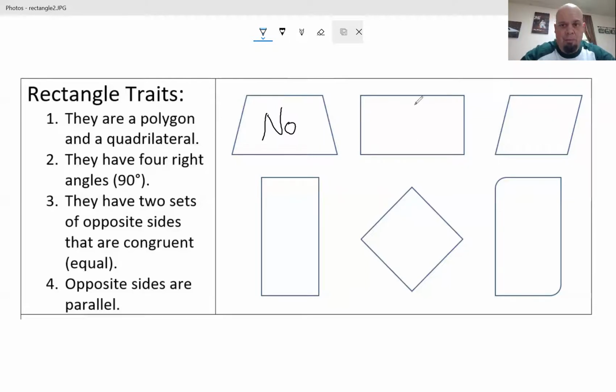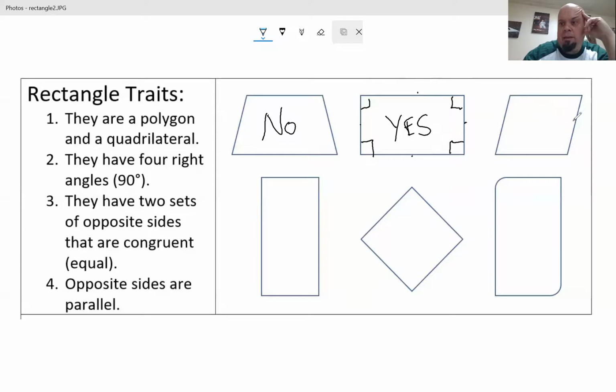Next, this shape is a polygon. It is a quadrilateral with four sides. It does have four 90-degree angles. If you ever see a little square symbol in a corner of a shape, that means it measures 90 degrees. It has two sets of opposite sides that are congruent. This side and this side are congruent. Top and bottom are congruent. And then opposite sides are parallel. So this is a yes.